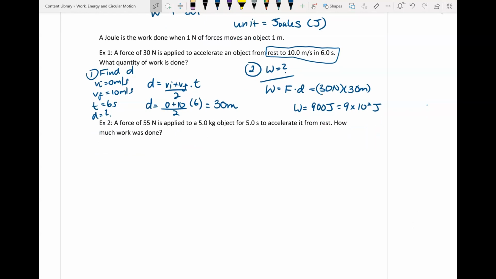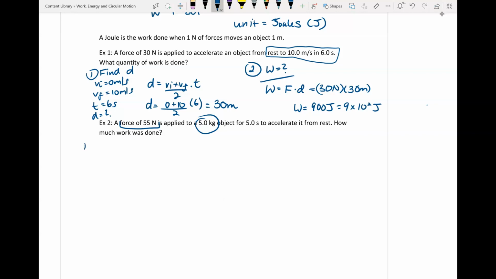Here's another example. A force of 55 newtons is applied to a 5 kilogram object for 5 seconds to accelerate it from rest. How much work was done? So we're given the force, we are also given a mass, and then some information related to kinematics. Because we're given the force and the mass, with that information, because force is equal to ma, we can find acceleration. And with that extra piece of information, we could use that to help us find distance because we have other pieces of information from kinematics.